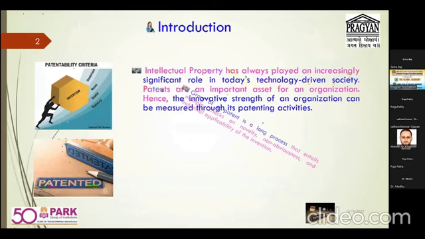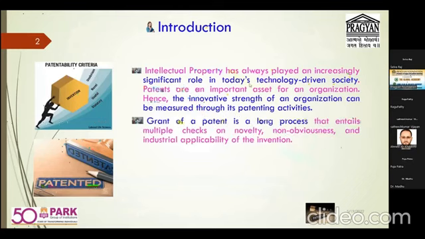So when you talk about intellectual property, it has a very significant role in today's technologies. As was just introduced, intellectual property has always played an increasingly significant role in today's technology. Yes, definitely, every one of us can agree with it.